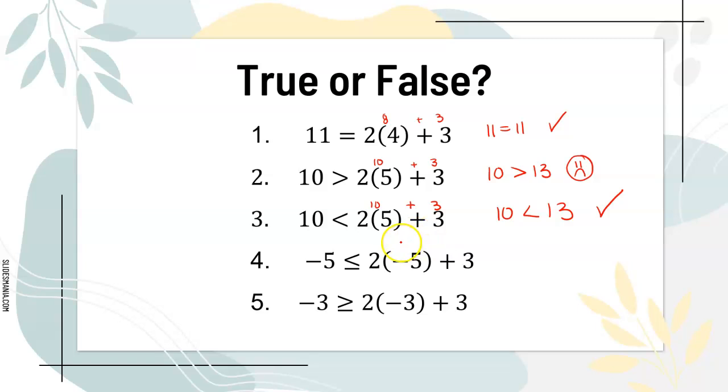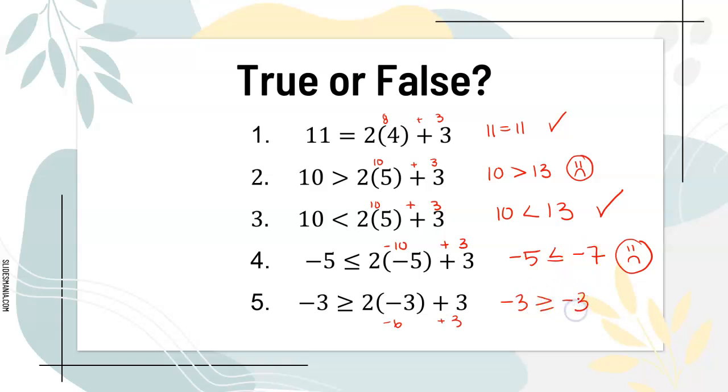The next one, we have negative 5, and we end up getting negative 10 plus 3. Well, negative 10 plus 3 is negative 7. Sometimes this gets confusing with negative signs, but we would read that symbol: negative 5 is less than or equal to negative 7. Negative 5 is actually bigger than negative 7 because it is less negative. So that is false.